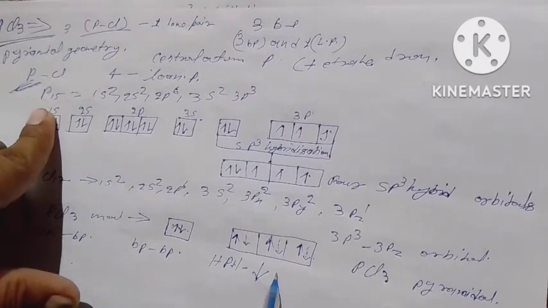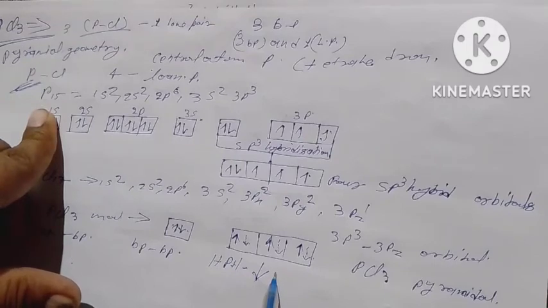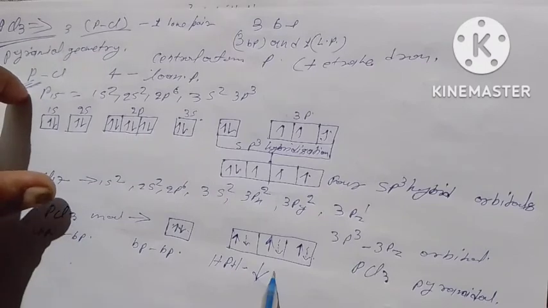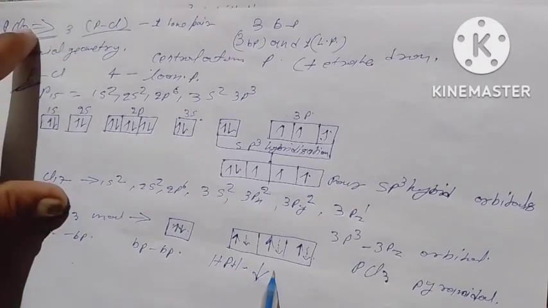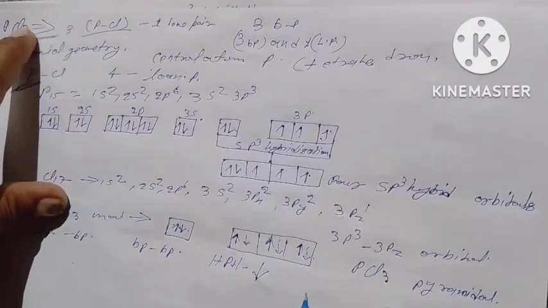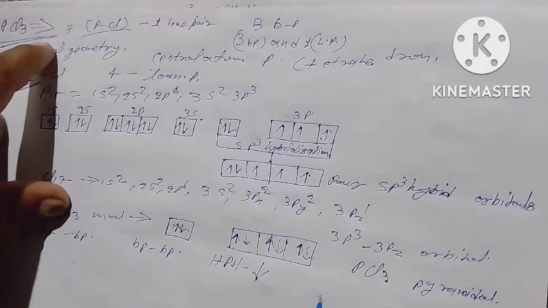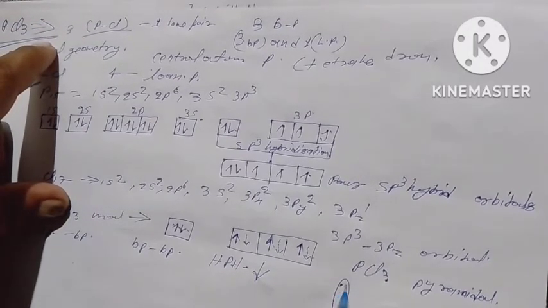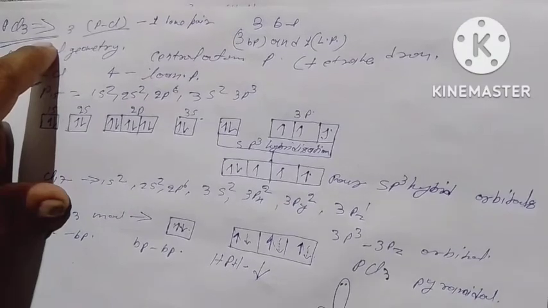And next is dsp2 hybridization. First is dsp2 hybridization, and the figure is this, like lone pair, and this is chlorine.